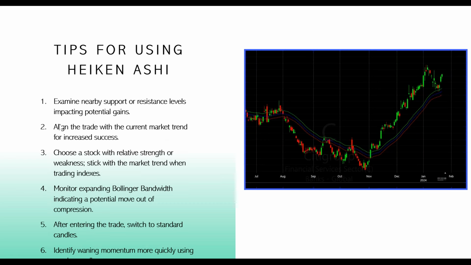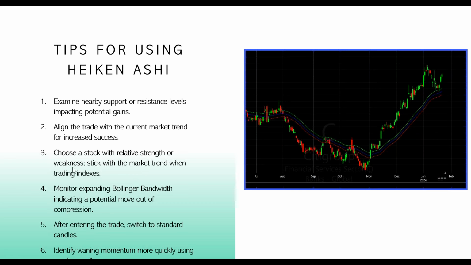Align the trade with the current market trend if there is a market trend. In other words, if you're taking a Heiken-Ashi reversal to the bullish side, it's going to be better on a day where the market is trending up. You don't really want to do that if the market's trending down. You'd be better off looking for Heiken-Ashi reversals to the bearish side on a day when the market's heading down. Again, look at stocks with relative strength and relative weakness. This is what we've talked about a couple times.